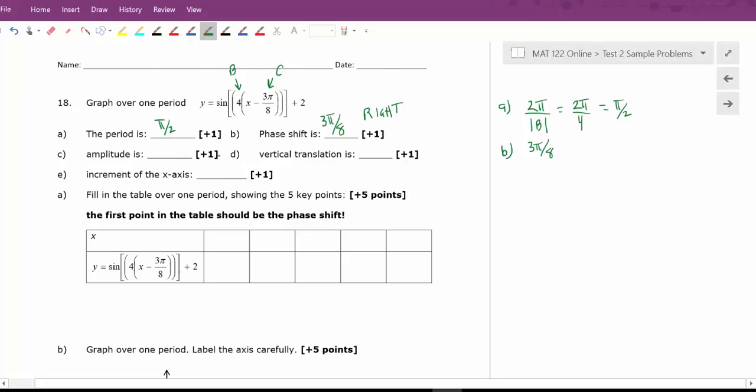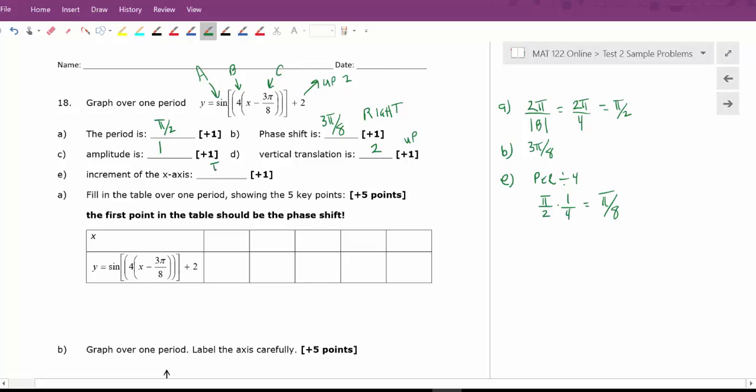Okay, the amplitude is, excuse me, the number in front of sine, which is 1. Okay, remember, amplitude and period are always positive numbers. Then the vertical translation is going to be that you're going up 2. Okay? Now, on your part E of this, you're doing the increment of the x-axis is always the period divided by 4. So the period is pi over 2. Now, when you divide by 4, you're really multiplying by a fourth, so you get pi over 8.